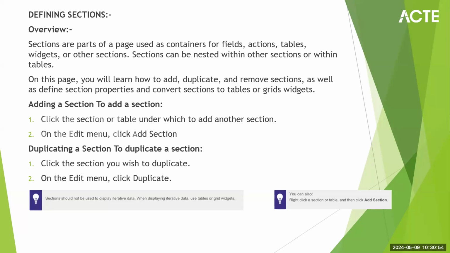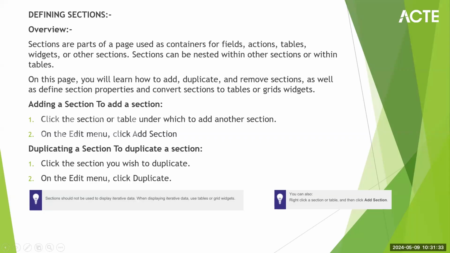Duplicating a section. Nothing but in another section you wanted to duplicate one section. Click on the section you wish to duplicate. On the edit menu, click on duplicate. Section should not be used to display iterative data. When displaying iterative data, use only tables or grid wizards or groups, not a section. In section, you cannot create any iterative fields or iterative groups or iterative data, anything.